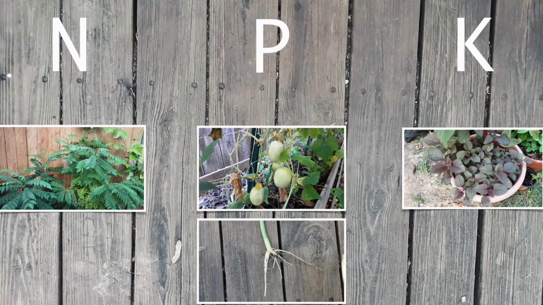Generally, the fertilizers available in the market have three numbers written on them. The NPK value. N represents nitrogen, P represents phosphorus, K represents potassium. Nitrogen helps in the lush green growth of the plant. Phosphorus helps in root development and fruit and seed development. Potassium helps in keeping the plant healthy.